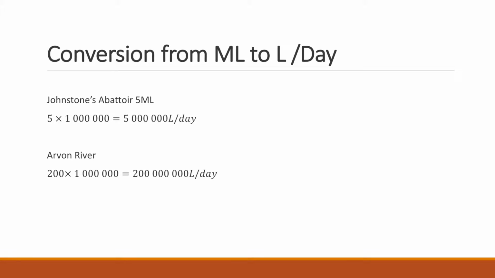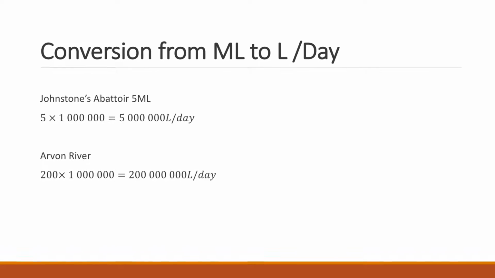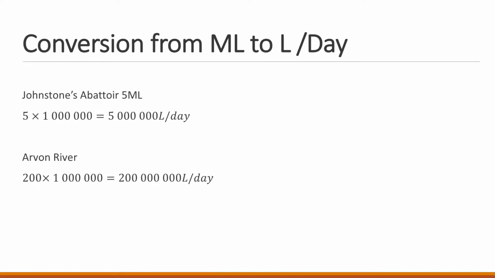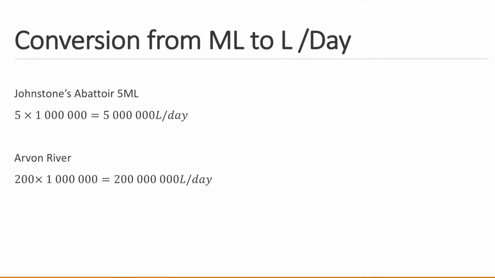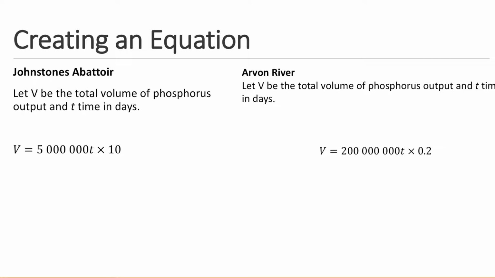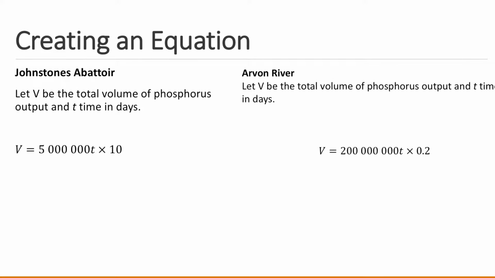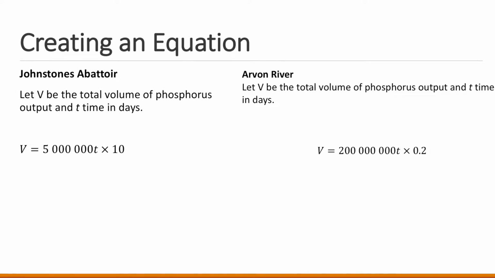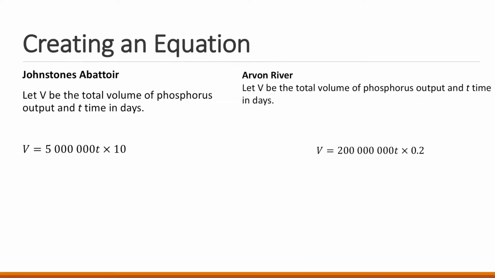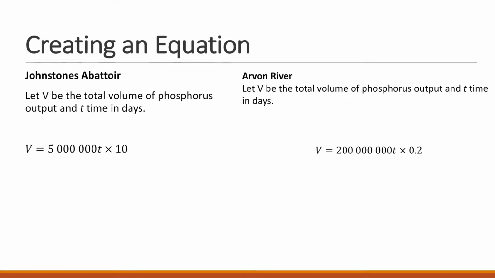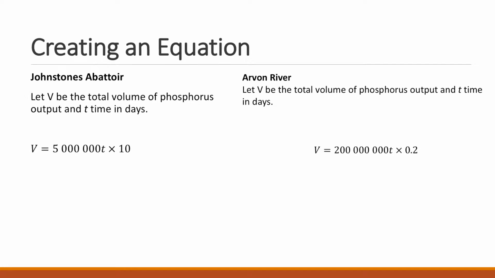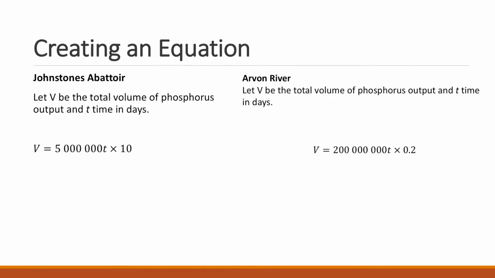The next stage is to use the identified conversion factor to convert each water source's megalitre output into litres per day. The next step is to create an equation for the output of each water source. So you'd expect your students to have subtitles for each water source. For Johnston's abattoir, they would let V be the total volume of phosphorus, or students would allocate a different pronumeral for that value, and T is the time in days.